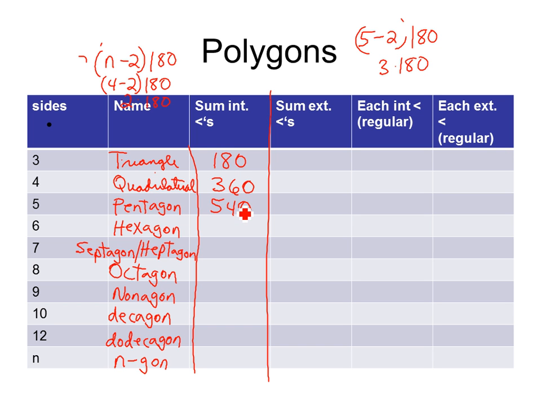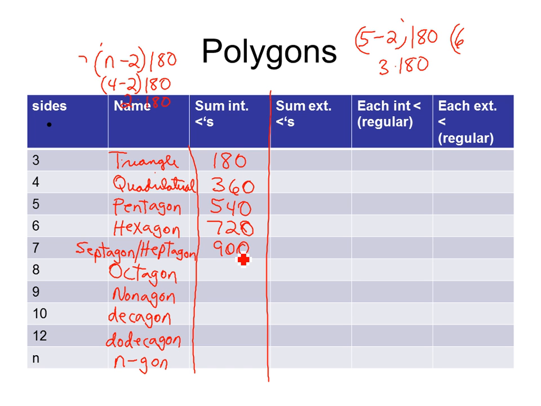You do 6, well, we just add 180. Exactly, and that's the pattern. Every time you go up a side, you add 180. So what's a hexagon going to be? 720. How about a heptagon or septagon? 900. Now again, don't forget, that means the 7 interior angles of a heptagon always have to add up to be 900.